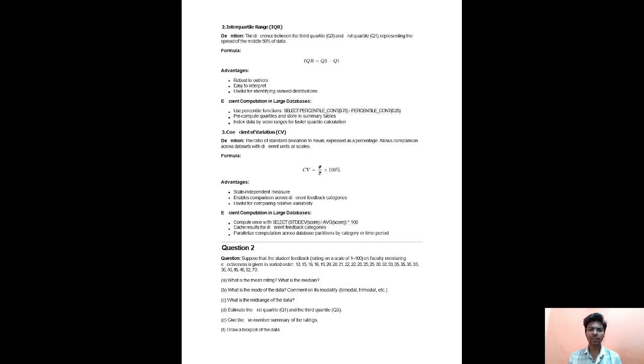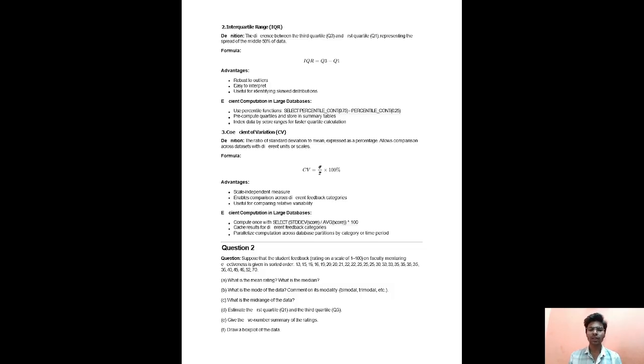Efficient computation in a large database: compute with SELECT STDDEV(score) / AVG(score) * 100. Cache results for different feedback categories. And the last one is to parallelize computation across database partitions by category or time period. Let's move on to the next question.